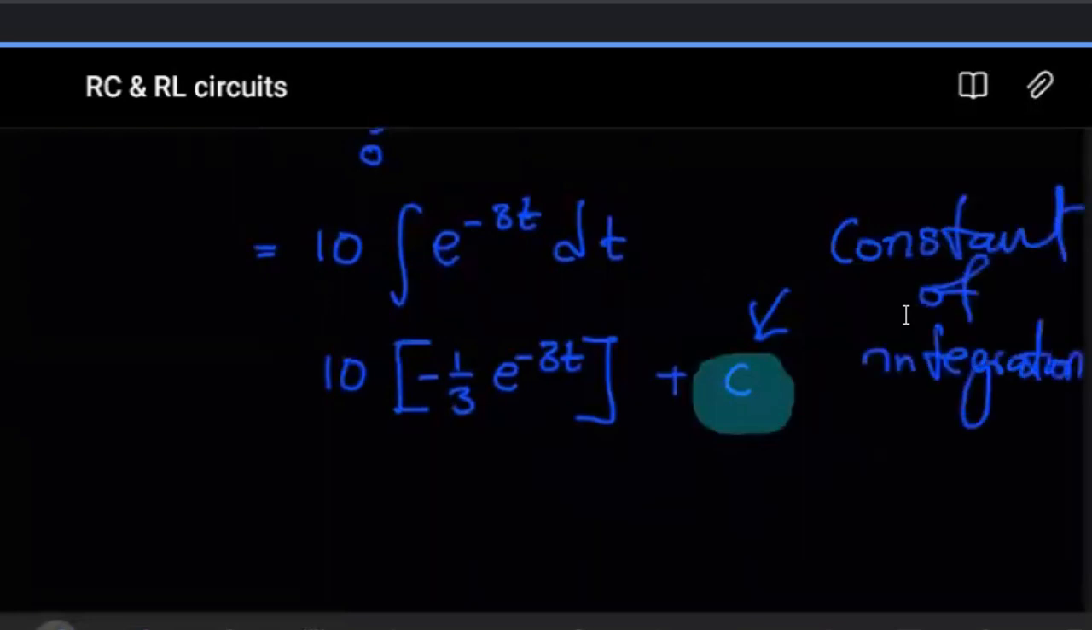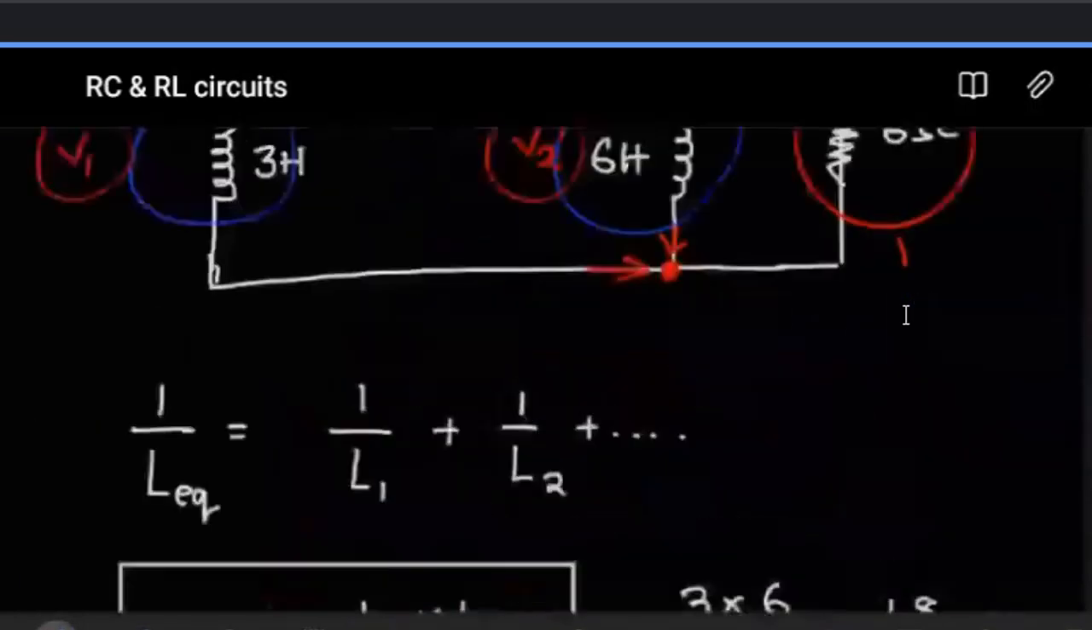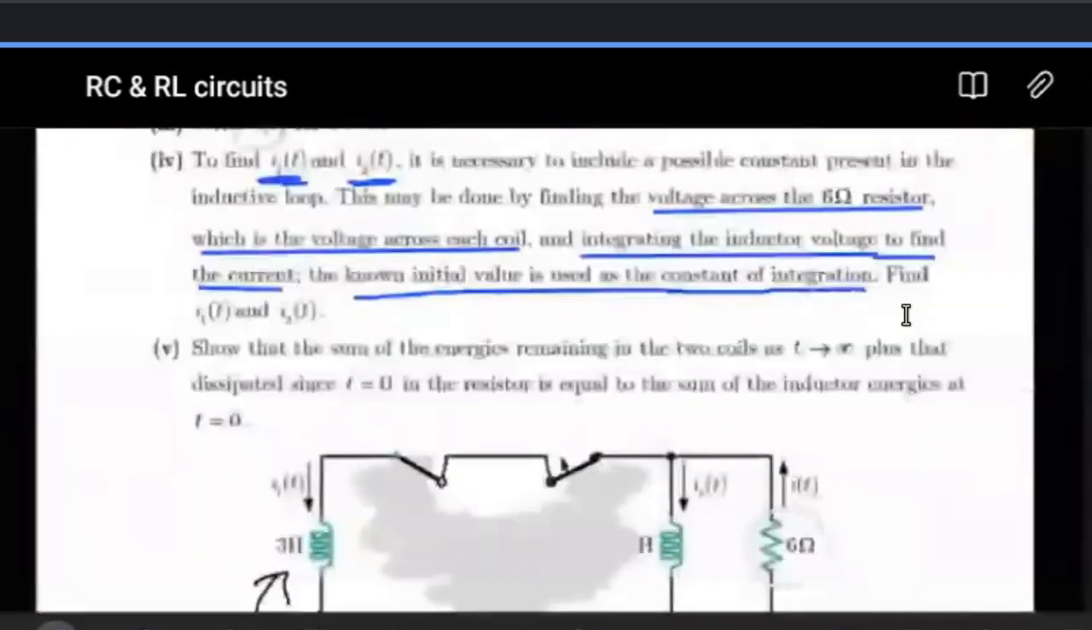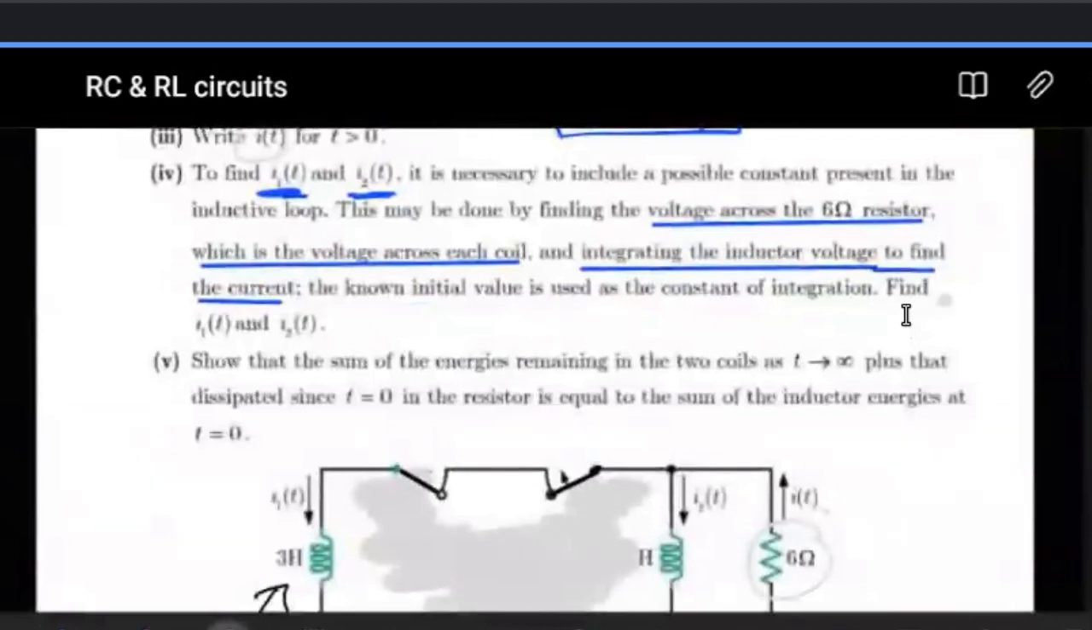Now, going back to the question, what are they saying? You see, they are saying this part. What's the last part here? The statement says, integrating the inductor voltage, which is what we just did there, to find the current. The known initial value is used as the constant of integration.